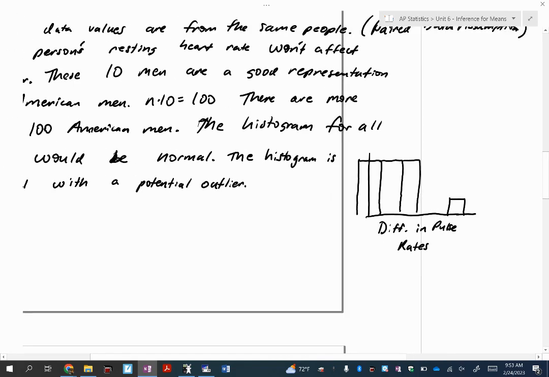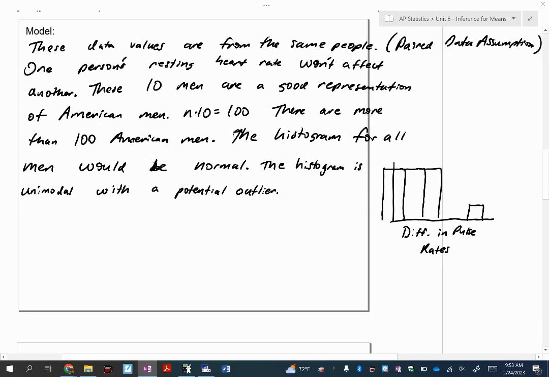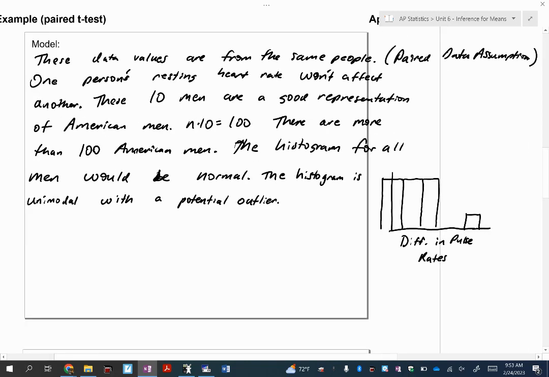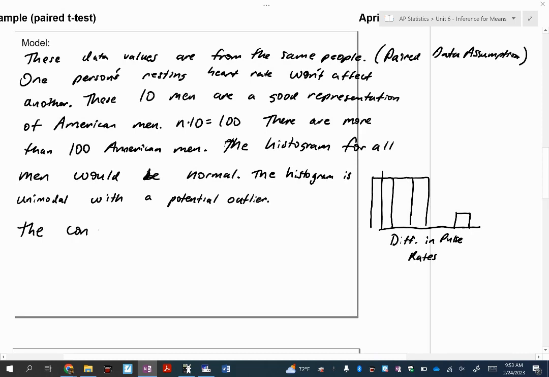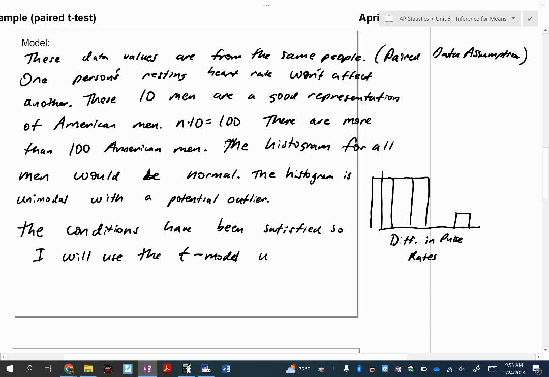Okay, let's write our sentence. The conditions have been satisfied. So I will use the T model. With any ideas on the degrees of freedom out there? 9. Nice. How'd you do that, Thomas? Because there's only one sample, so it's just 10 minus 1. Well done.